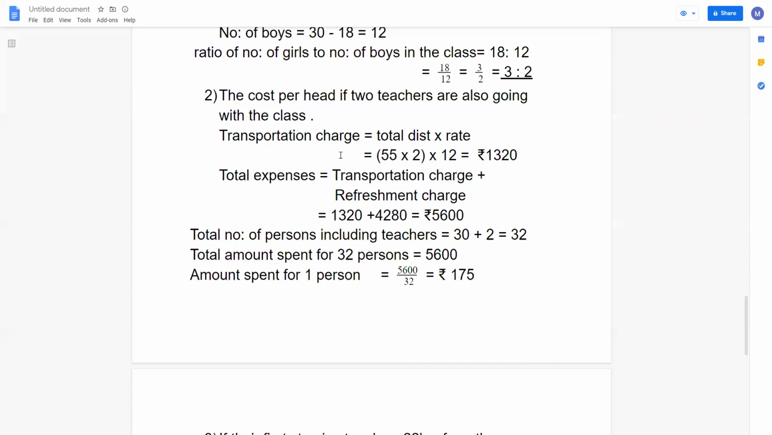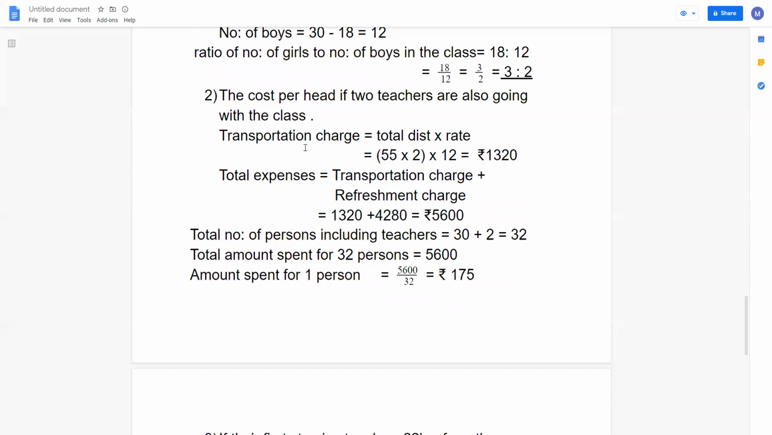So 55 kilometers for going and 55 kilometers for coming back also. So 55 plus 55, 110, or 55 multiplied by 2, 110 will be the total distance. You understood what I have written here.